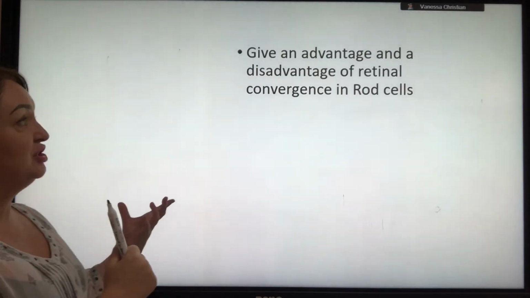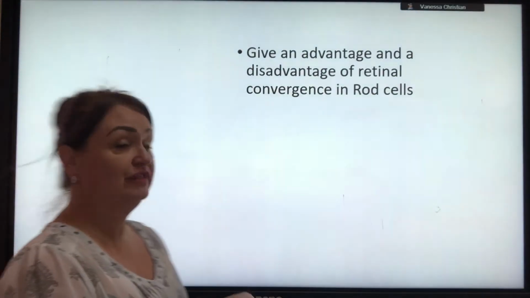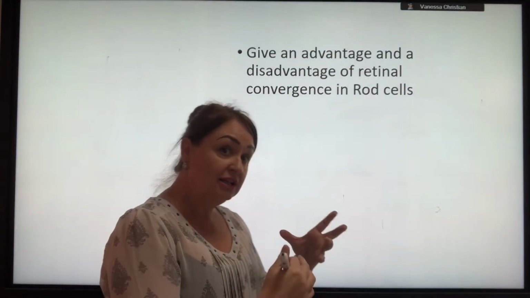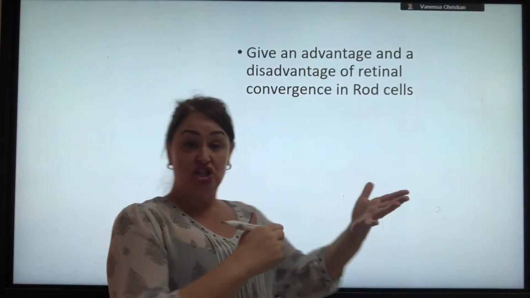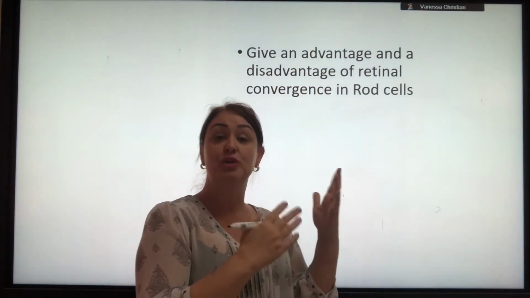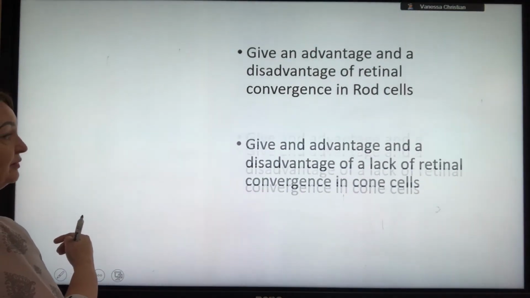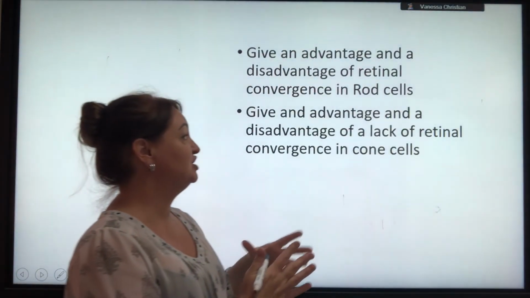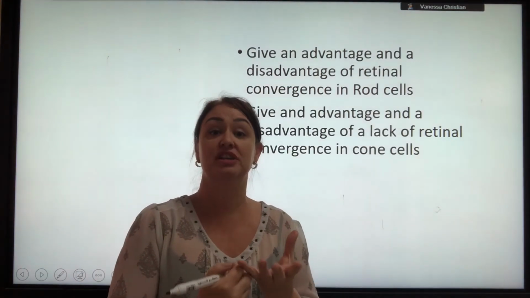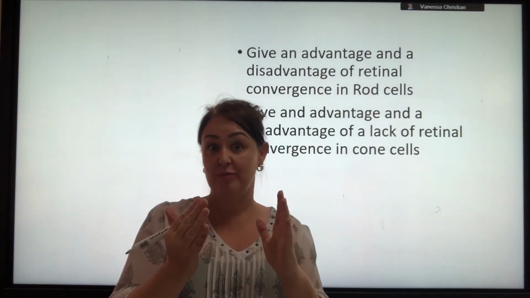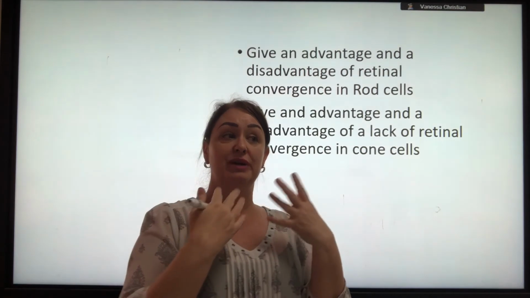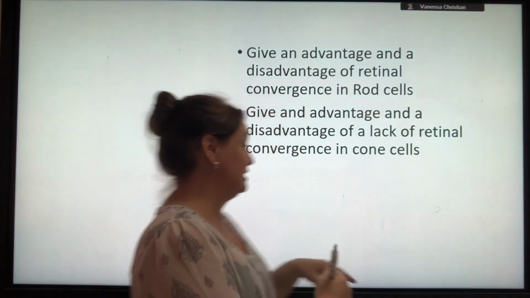So, give an advantage and a disadvantage of retinal convergence in rod cells. Well, advantage, we can see in dim light. The disadvantage, we lose that sharpness of image. Give an advantage and a disadvantage of a lack of retinal convergence in cone cells. Well, we get sharpness of image, but we don't get to see colour in dim light.